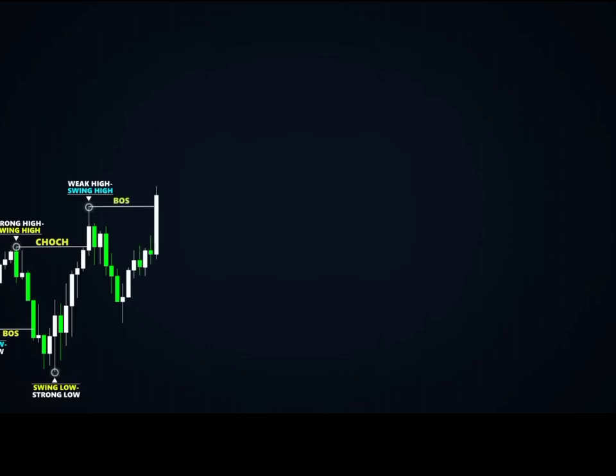As always, we mark the strong low, the lowest point before that break. Now price pulls back again. Use your fib tool from that strong low to the high. But this time, price doesn't even touch the 38.2% level. That tells us it's not a valid pullback, just a continuation move.